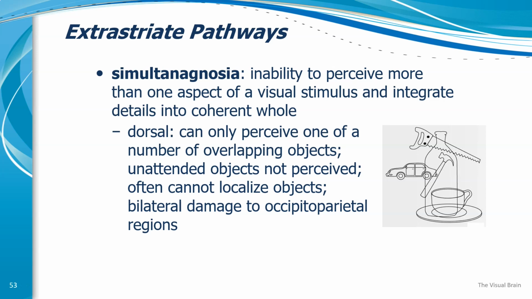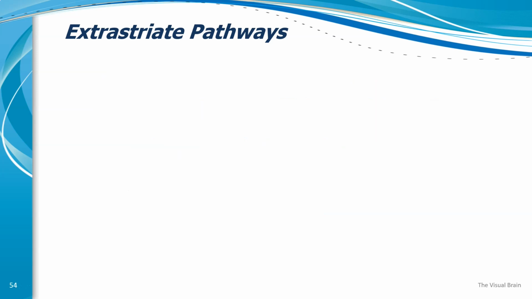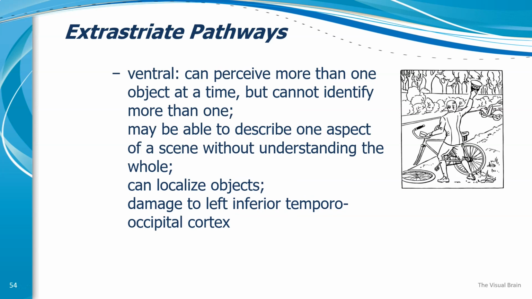They may not be able to tell you where things are, interestingly. This is typically caused by bilateral damage, so both hemispheres in occipito-parietal regions, which is not terribly specific. The other subtype is called ventral simultanagnosia. Now, people here can perceive more than one at a time, but they cannot identify more than one at a time. They might be able to describe one part of a picture, but they can't tell you the whole story.